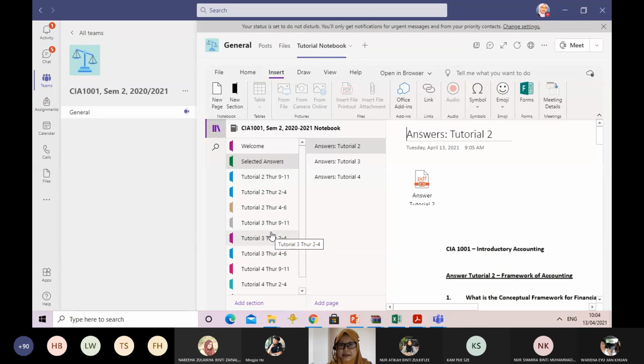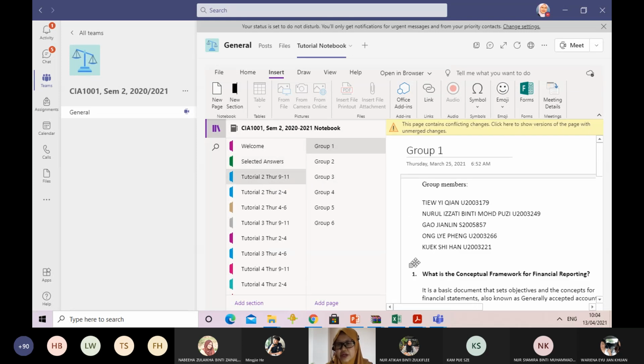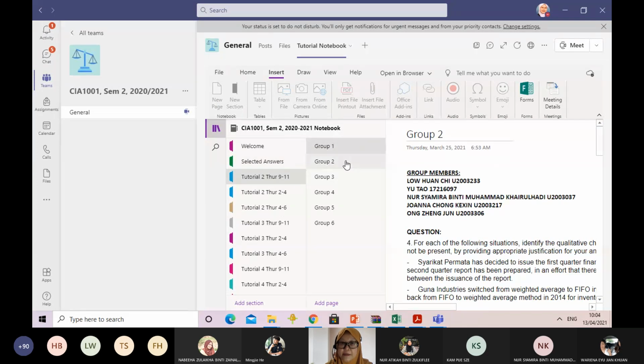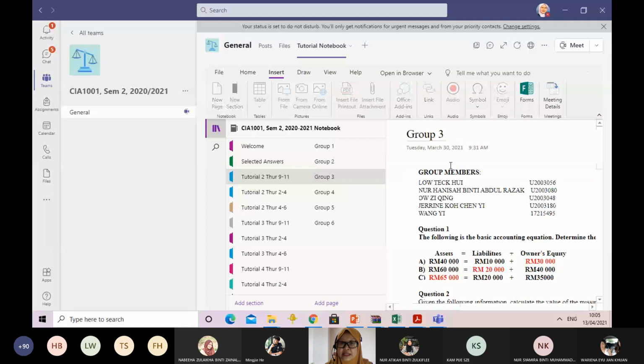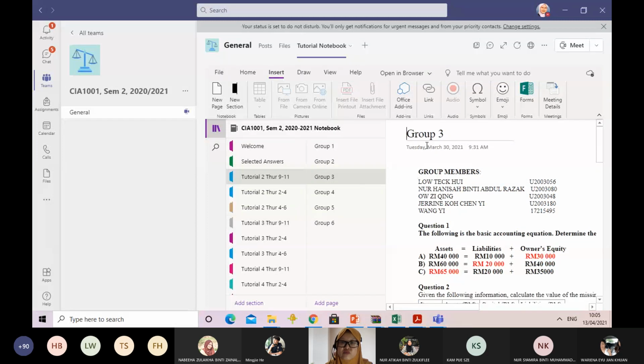For your answers to the tutorial, I haven't gone through them yet. Actually, I've tried to go through all the answers given by you as soon as possible. But can you please make it properly? Because here I find that it's quite messed up. For tutorial 2, I assigned only group 1 and group 2. So group 3 here, I believe this is the question for tutorial 3. So can you please move group 3 down to tutorial 3.